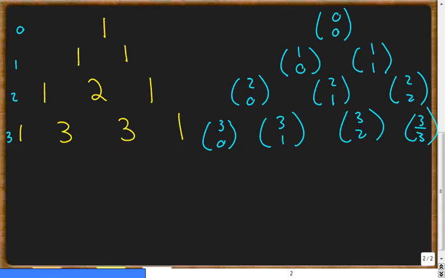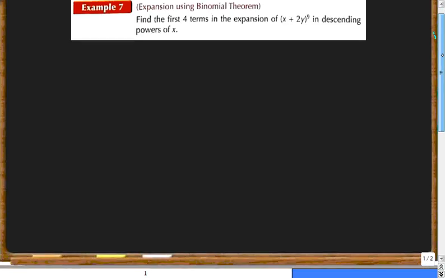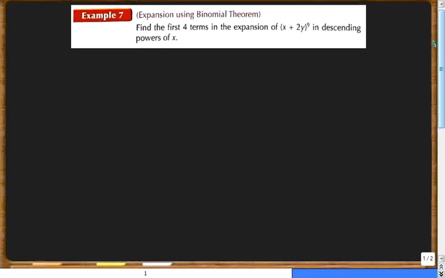What you'll notice is that the top number represents the row, or whatever power you're taking something to. The bottom refers to how many exponents the second part will take, or how many exponents the first part will lose. So as we go back, find the first 4 terms in this expansion. This is to the 9th power, so we don't even have to know Pascal's triangle all the way down there. It's very inefficient to do that.